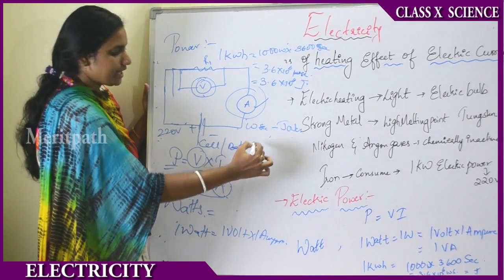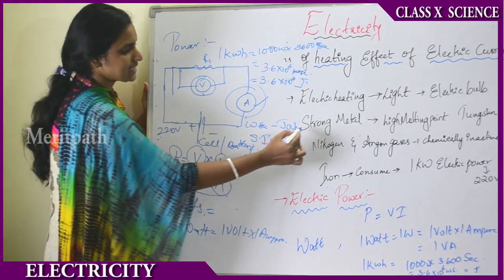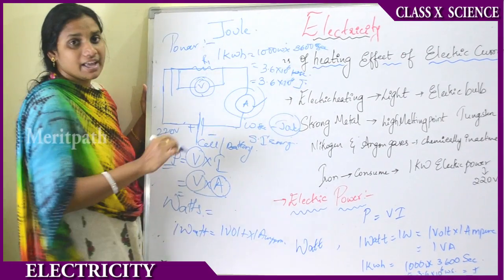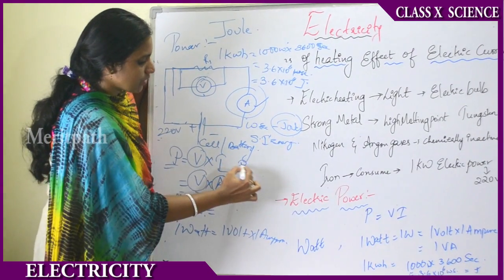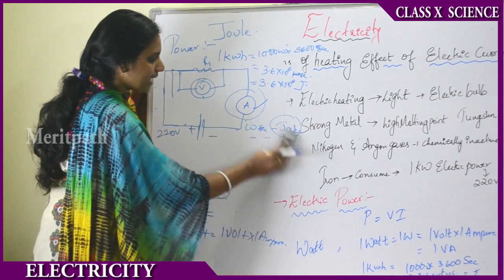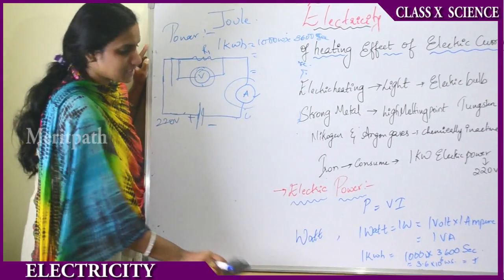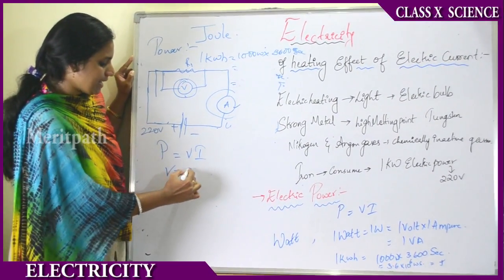This is the SI unit of energy consumed by electrical circuits, that is joules. Joule is the SI unit of energy in electrical circuits, right? And we will be seeing that P equals VI, as shown in the figure. The power consumed or dissipated across the circuit is defined as P equals VI, and V is nothing but IR.